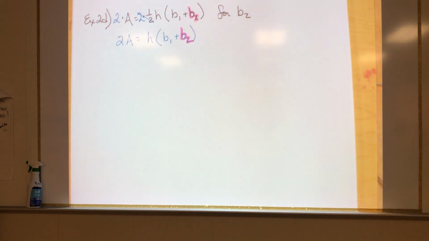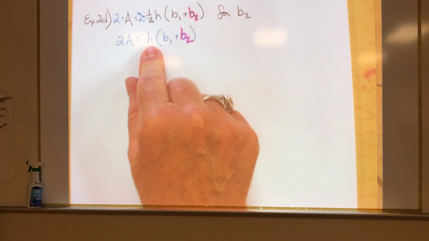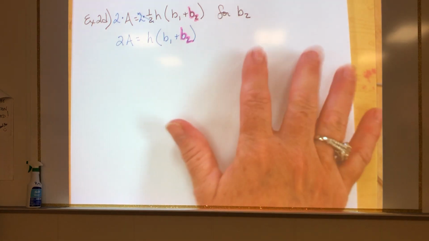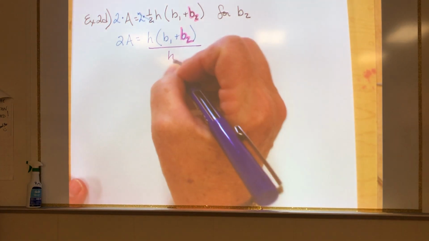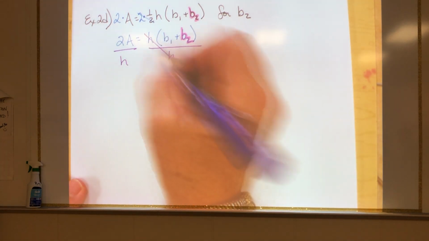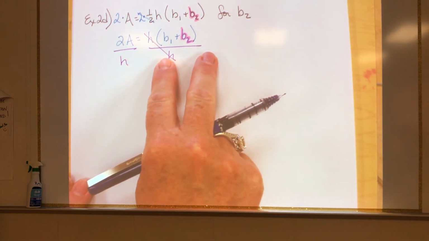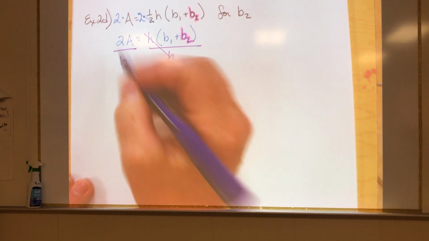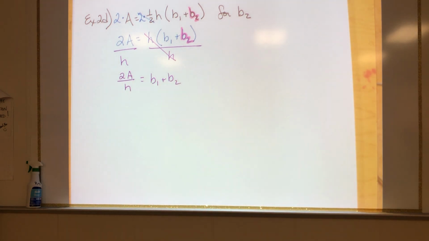Oh, I love that. We're going to divide by h. Now, some of y'all were probably thinking, I'm going to distribute the h, right? I'm going to come back and do it that way over here, and I'll show you. You can do it that way, but it is a little more difficult. So I'm going to divide by the h. Now these are gone away. Do I need these parentheses anymore? Not really. So I'll just write b sub 1 plus b sub 2, and over here I got 2a over h. Is everybody with me so far?